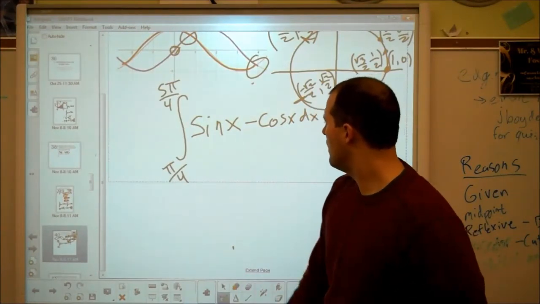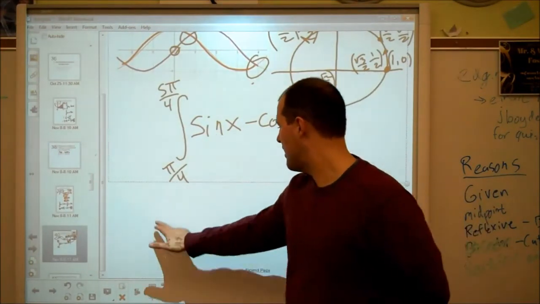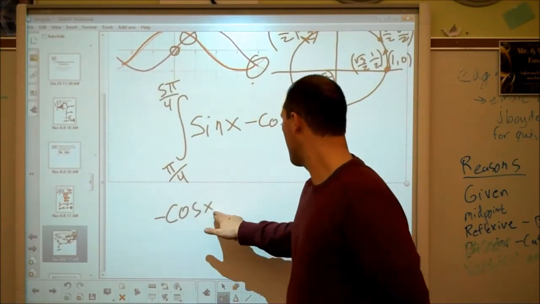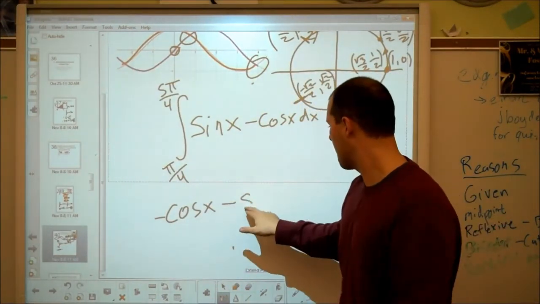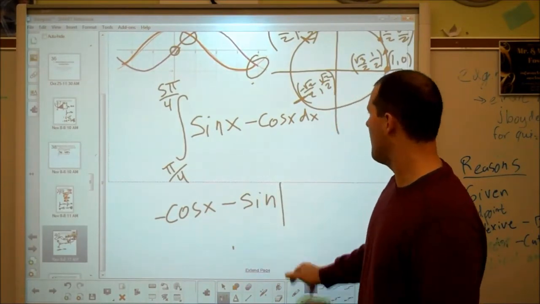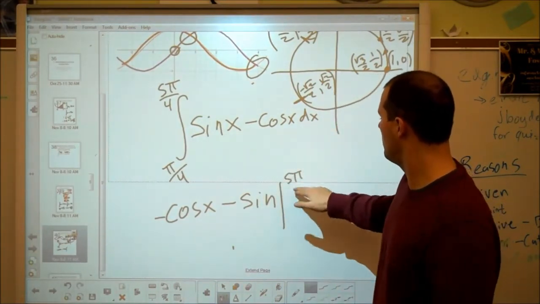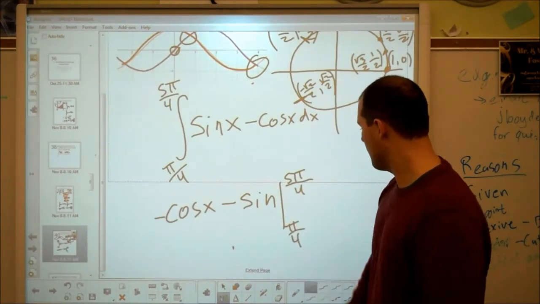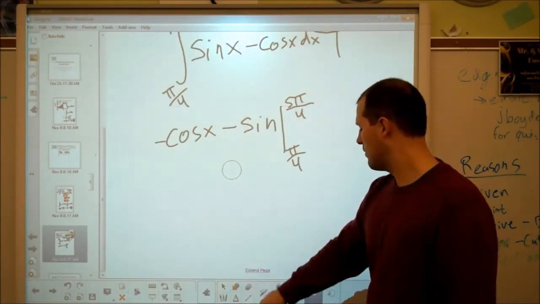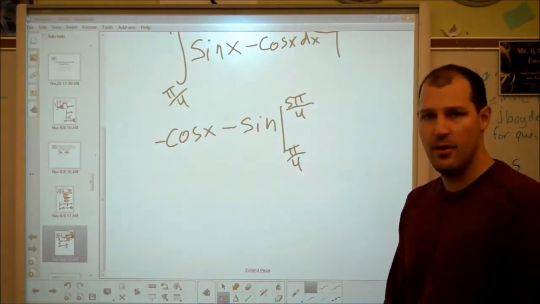Let's do just a little bit of integrating. And here we go. So sine integrates to negative cosine, minus cosine integrates to sine, and then we've got our bounds, 5 pi over 4 and pi over 4. Alright, let's plug them in and see what happens.